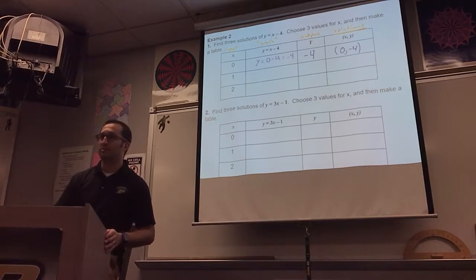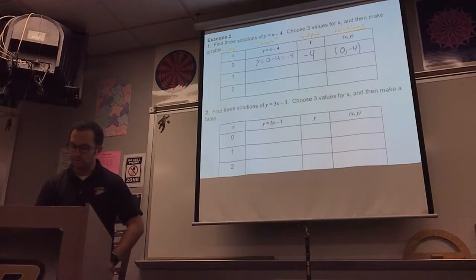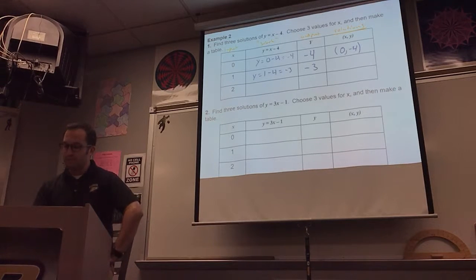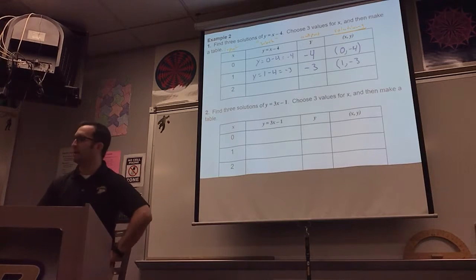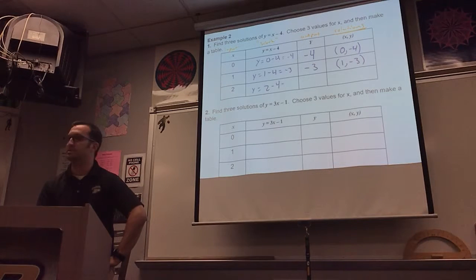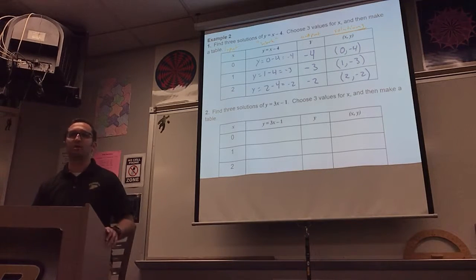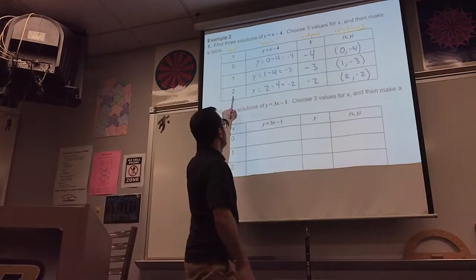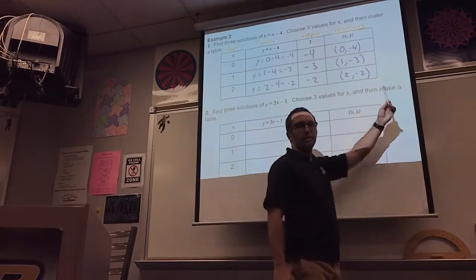1 is also a nice number to plug in. So let's plug it in. Okay? Y equals 1 minus 4. What's 1 minus 4? Negative 3. So negative 3 is our output, which means my coordinate point is what? 1, negative 3. Perfect. And then my last one, I plug in y equals 2 minus 4, which is negative 2. So my output is negative 2, and my coordinate point is 2 comma negative 2. Don't forget that your input and your output create your coordinate point.